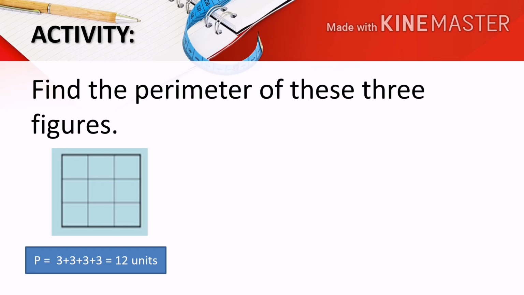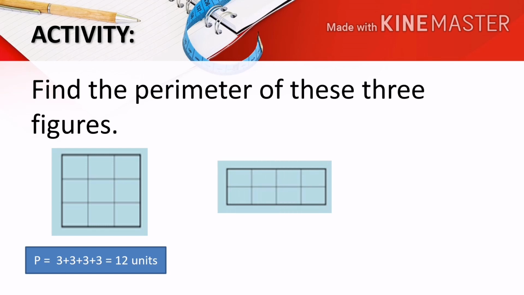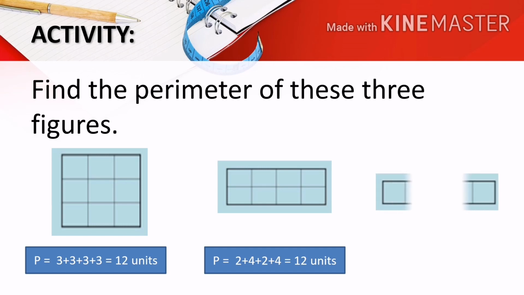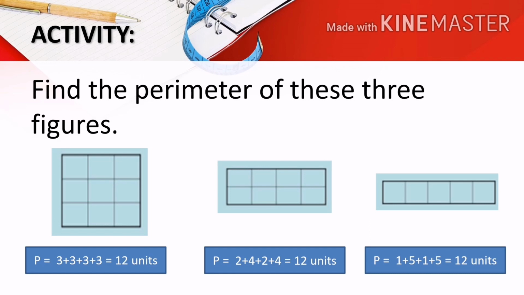What about the second figure? So it is a rectangle with 4 by 2 units. So solving for the perimeter, that would simply be adding all the sides, 2 plus 4 plus 2 plus 4, again giving us a perimeter of 12 units. And lastly, let's have this, a thinner rectangle with 5 squares, ano? So, mapapansin natin yung dalawang gilid, tig 1 unit, tapos 5 units yung ibabaw, 5 units yung ilalim, and therefore giving us a perimeter of also 12 units.